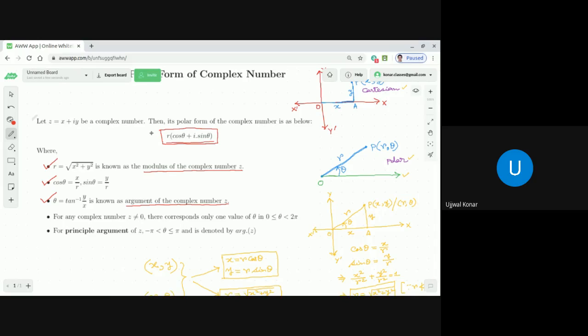Now for any complex number z not equal to 0, there corresponds only one value of theta between 0 and 2 pi, including 0, excluding 2 pi. And for the principal argument, dear students, we discussed yesterday in a tabular format. The principal argument is the argument for which the angle is between minus pi and pi, excluding minus pi but including pi, and that is denoted by arg z. And as you saw in my previous class, I explained how to find the argument, and you understood it very well, I know.